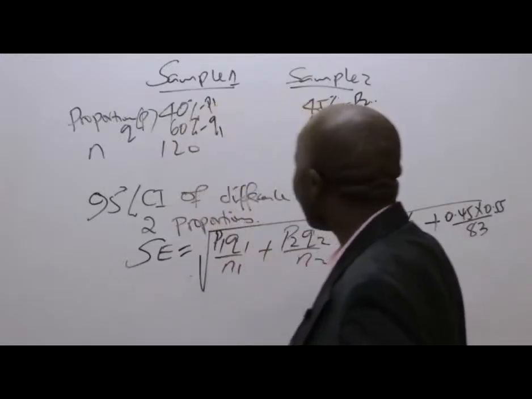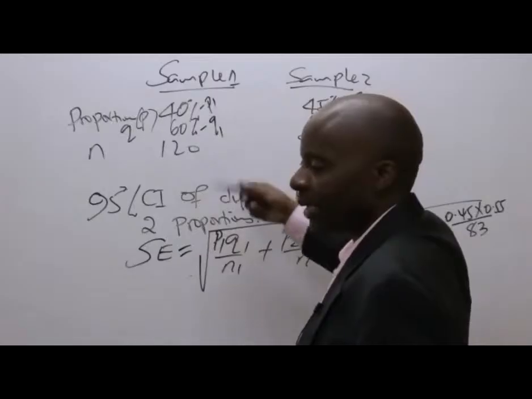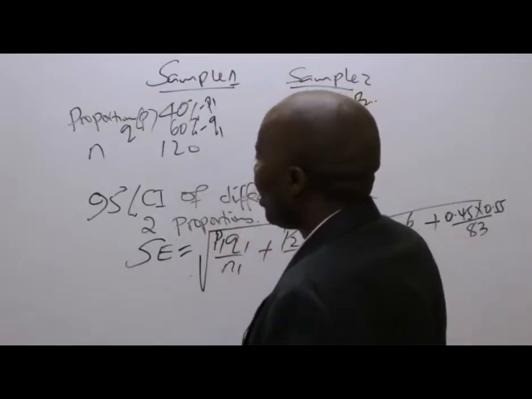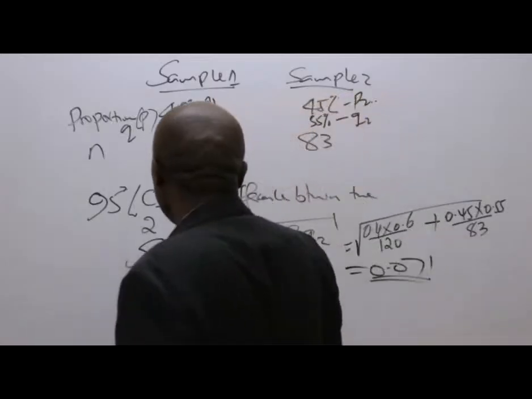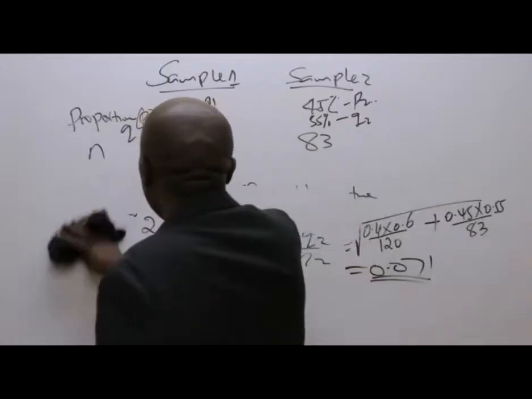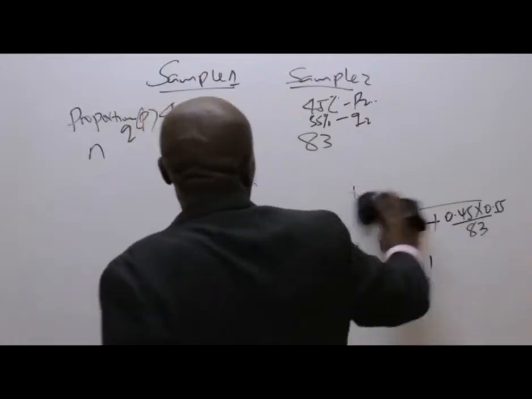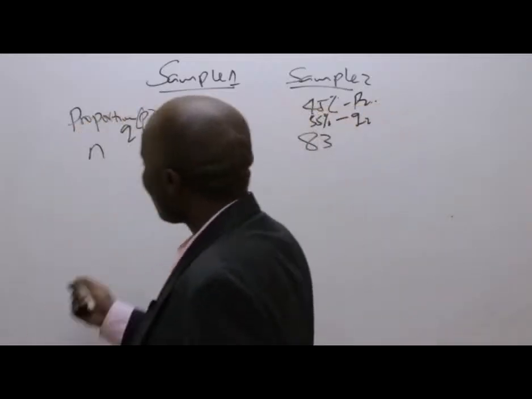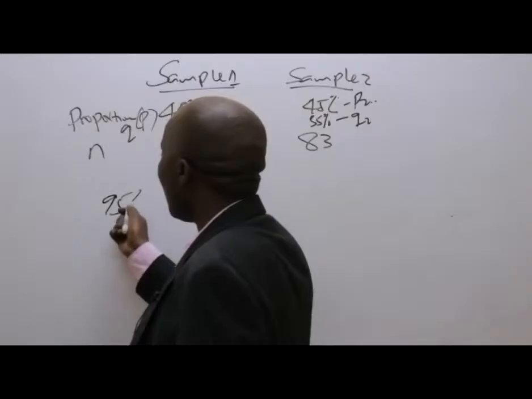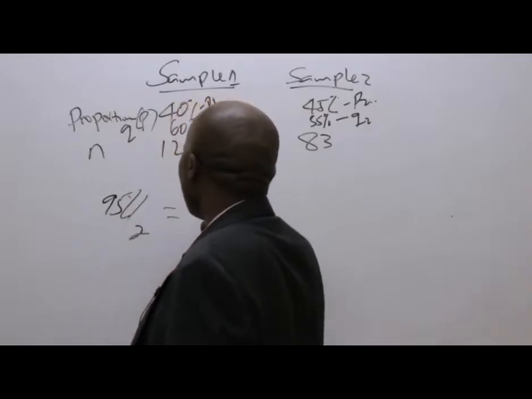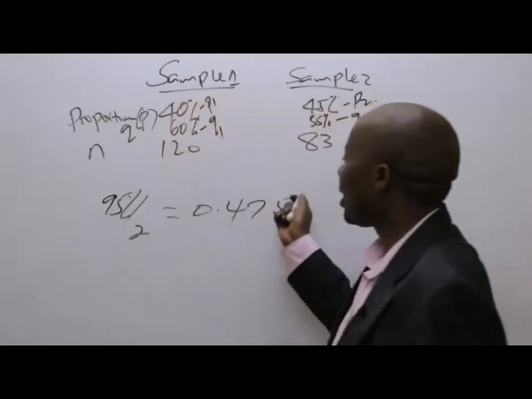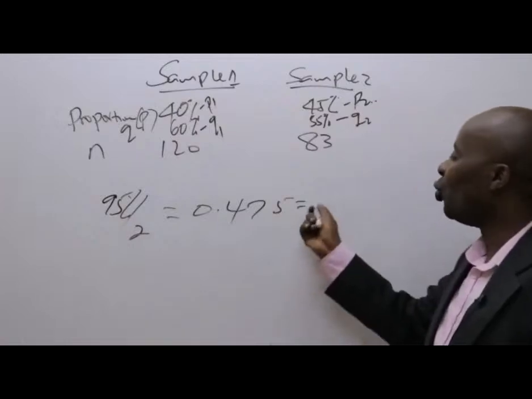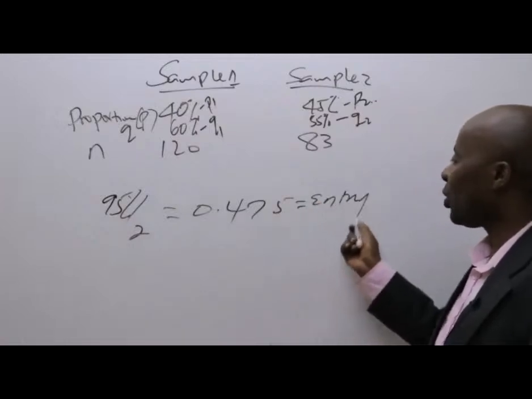I know that this is Z, because I can see how big my samples are. So being Z, what I need to do is divide this 95% into 2. When we divide 95% into 2, this will give us 0.475. And for sure, this is what we call the entry.